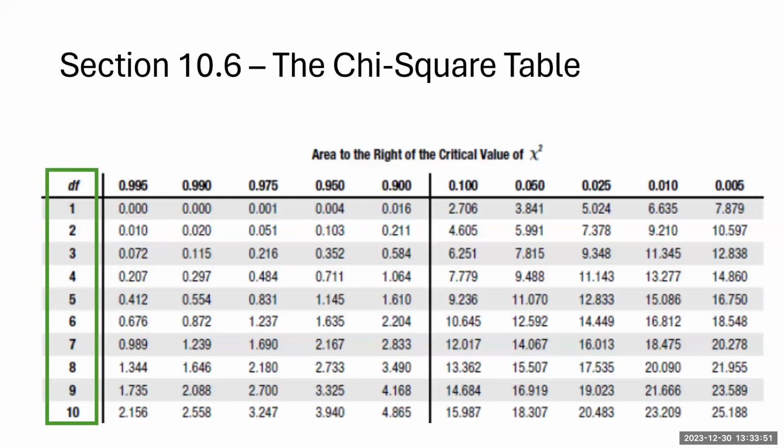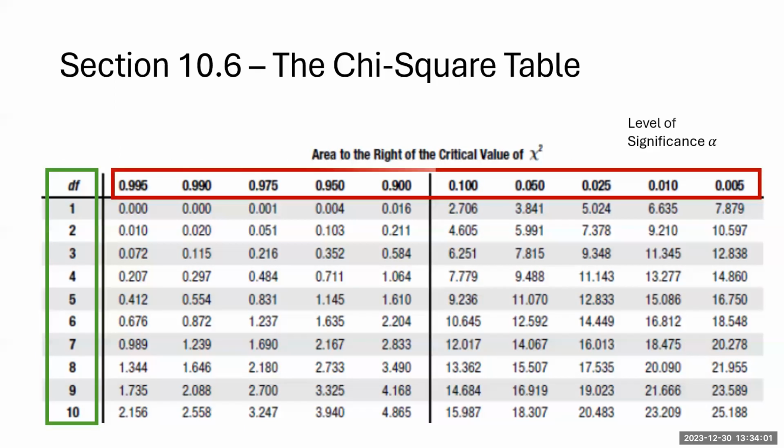First, the leftmost column is labeled DF. That is the degrees of freedom, okay? And this goes all the way down the page. There's a lot more, okay? And across the top is the level of significance, okay?